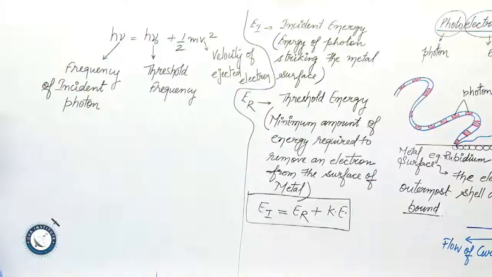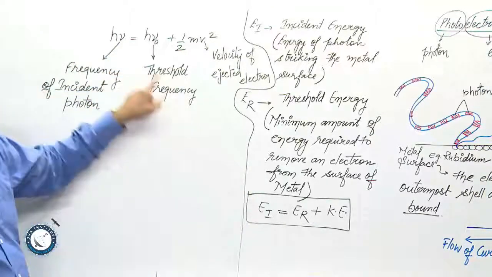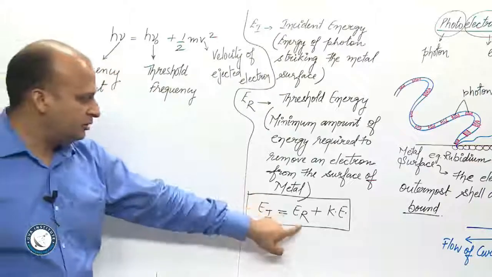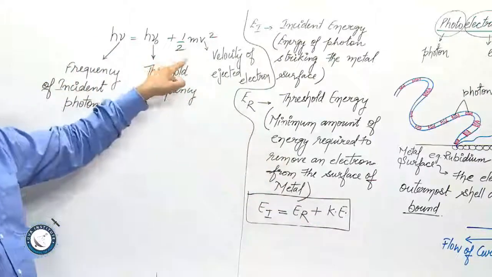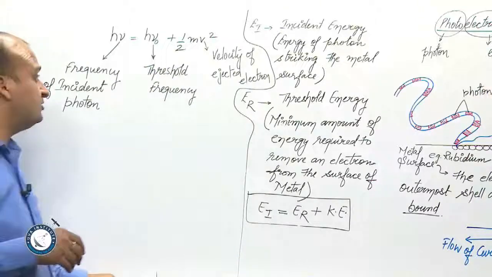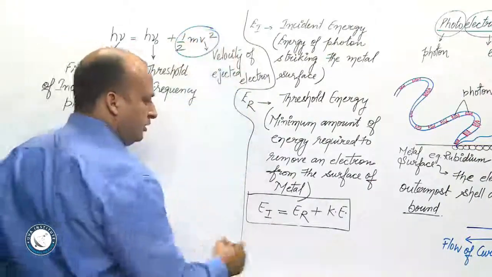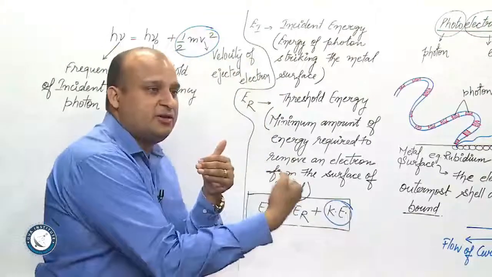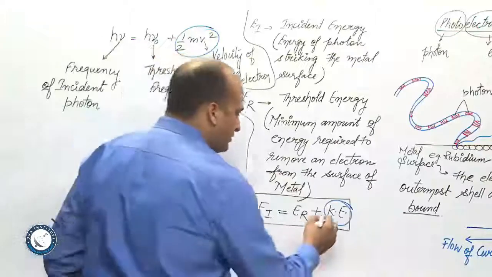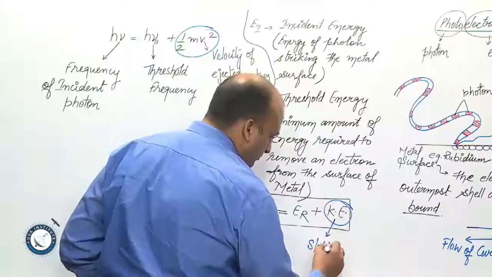Velocity of ejected electron. Any doubts to anybody in this formula? E_I = hν, E_R = hν₀, KE = ½mv². And this kinetic energy, if it is applied in the reverse side, is termed as stopping potential.